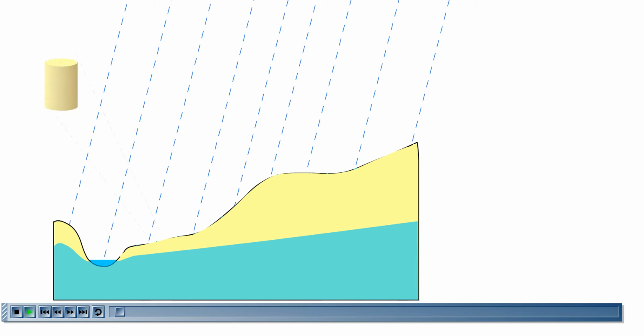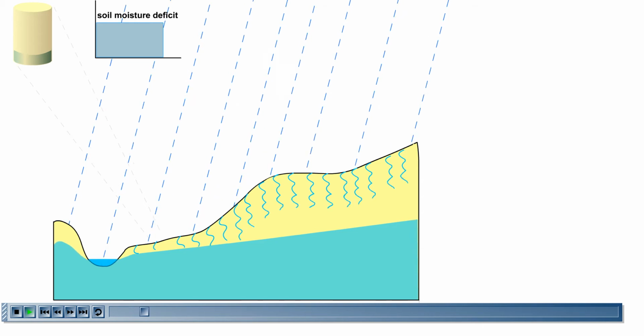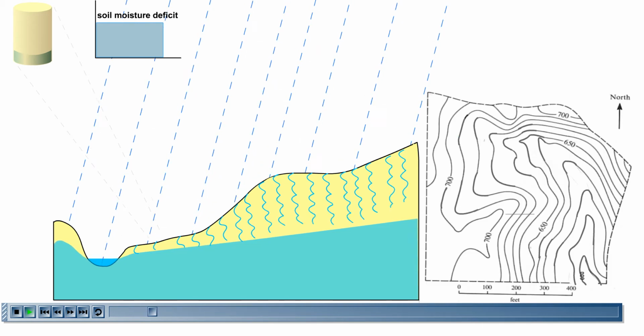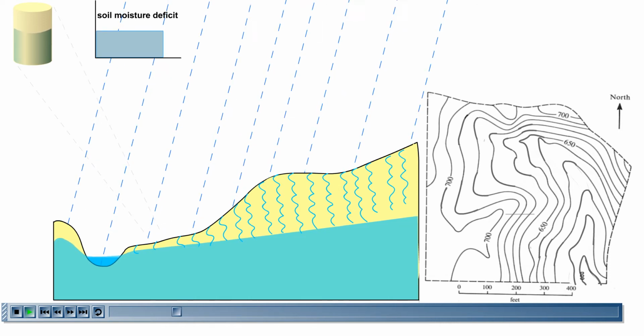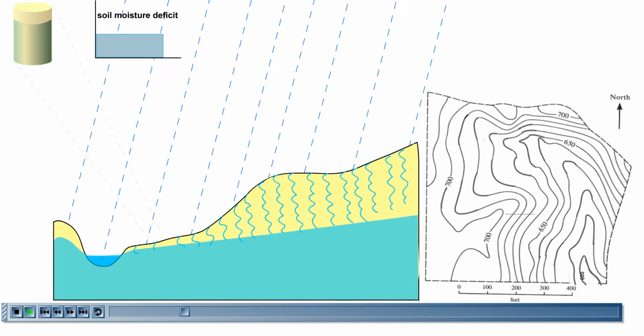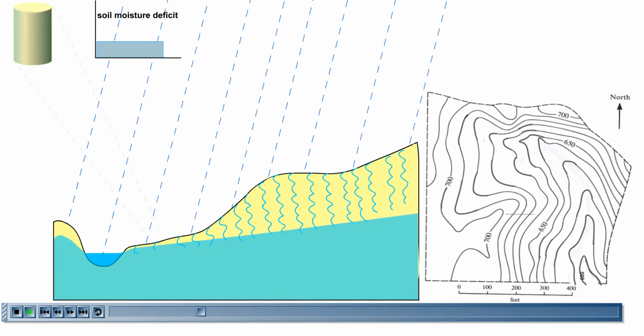In relatively humid areas, the water table tends to be shallow, especially near streams. In the soil area above the water table, yet below the surface, there is a finite void space that can be occupied by infiltrating water. This volume of empty pore space is also called the soil moisture deficit and may be thought of as a bucket that can be filled with water.